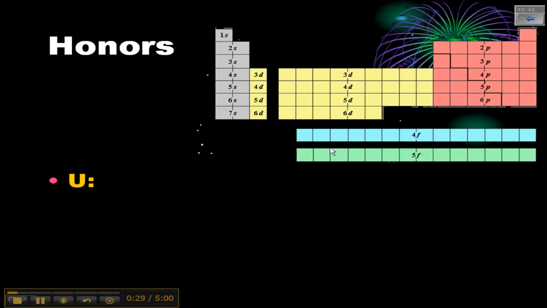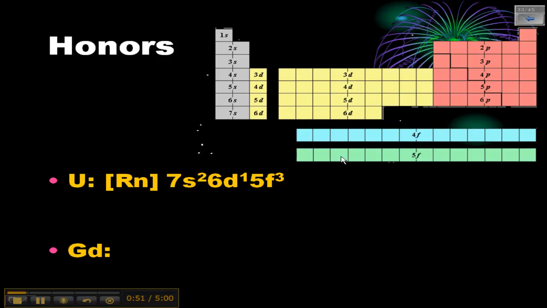So for uranium, which is right here, this is in row 7, so our noble gas that comes before it is radon here. So 7s2 comes next, then we have a 6d1, and then it moves down into the 5f's, and we count 1, 2, and 3 for uranium. Gadolinium is number 64, which is right around here, I think. All right, so that's in the 6th row. So our noble gas is the one in the 5th row, which is xenon. Then 6s2 gets filled first, then the 5d1, and then the 4f7.